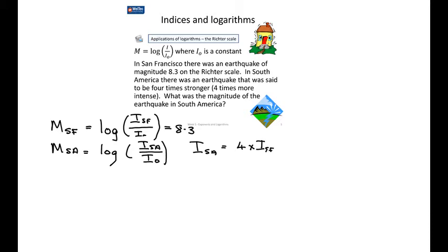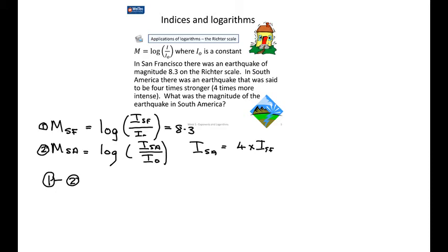Okay, now we've got two equations. Let's treat these as a pair of simultaneous equations. Let's call that equation 1, and let's call that equation 2. And let's work out what happens if we go equation 1 minus equation 2.